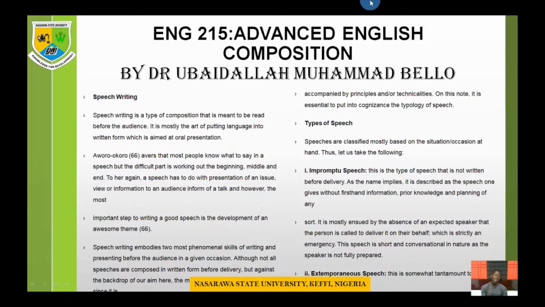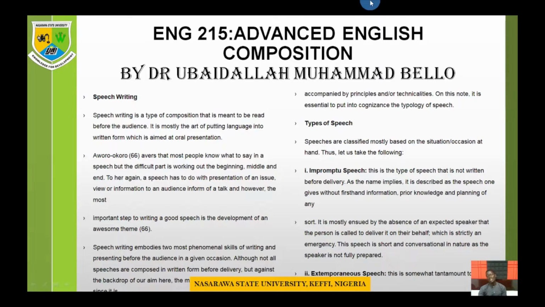So this is mostly short and it is conversational in nature, as the speaker is not fully prepared. You will be interacting, presenting the speech and calling the attention of the audience, even throwing some questions, some inserts and the rest, inserting some innovations to make it interactive, because you are not ready to deliver it. This is what we call impromptu speech.